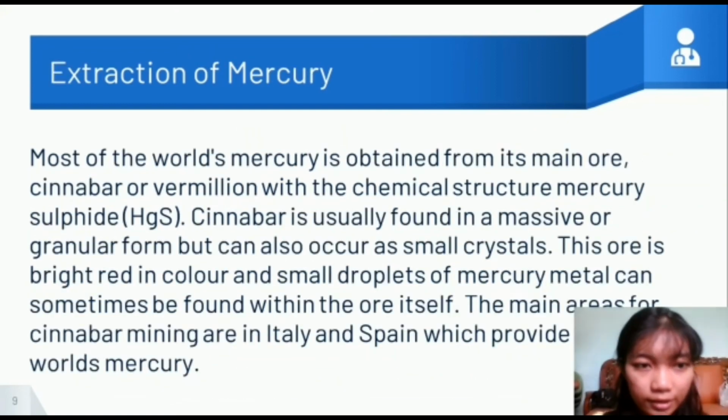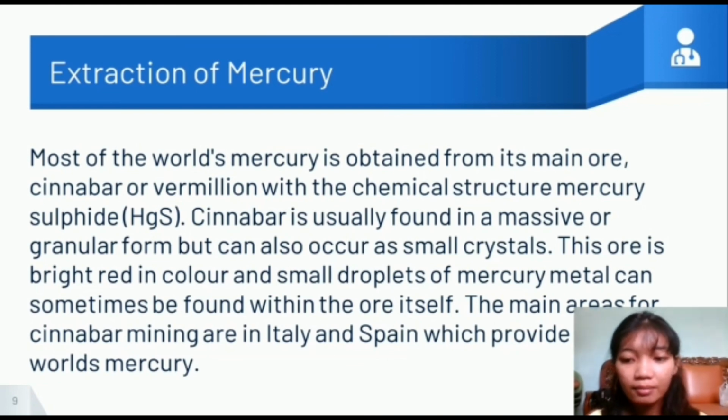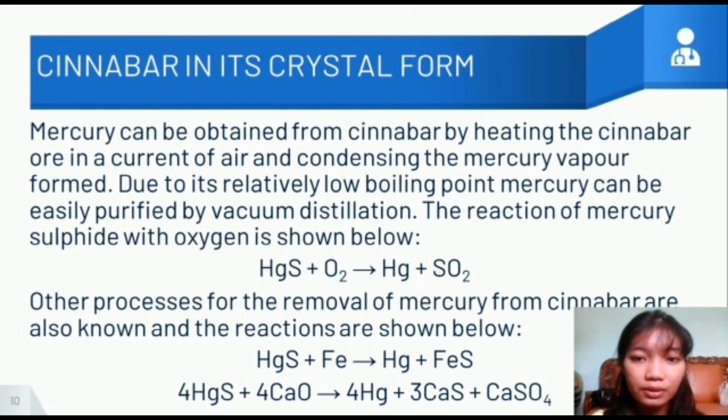Now we move into extraction of mercury. Most of the world's mercury is obtained from its main ore, cinnabar or vermilion, with the chemical formula mercury sulfide, HgS. Cinnabar is usually found in a massive or granular form, but can also occur as small crystals. This ore is bright red in color, and small droplets of mercury metal can sometimes be found within the ore itself. The main areas for cinnabar mining are in Italy and Spain, which provide 50% of the world's mercury. Cinnabar in its crystal form.